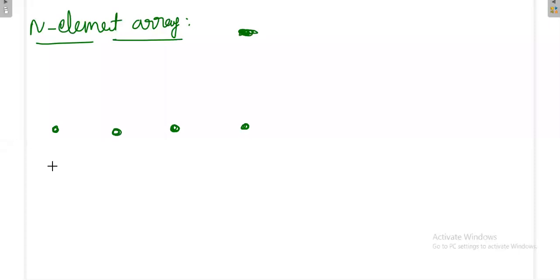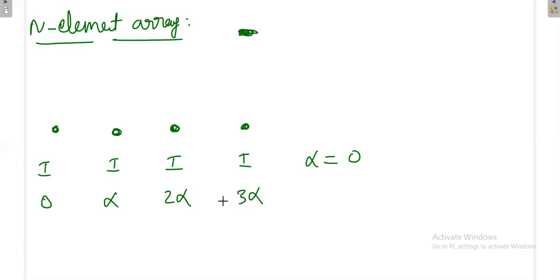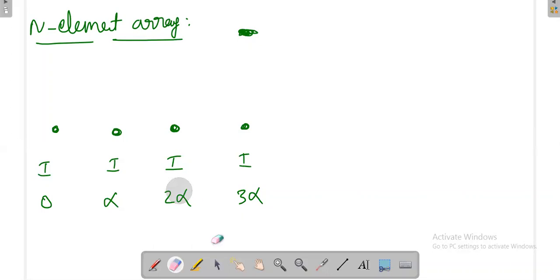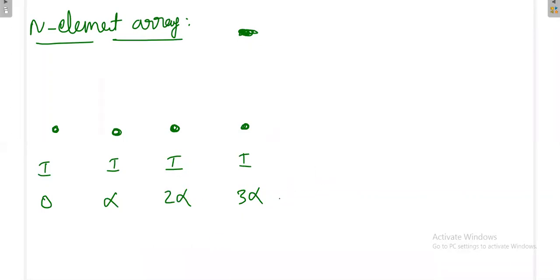So here also, again my current is like this, because in both the cases current is the same. If my alpha is 0 everywhere... generally alpha goes like this. Here I will apply 0, here I will apply alpha, here I will apply 2 alpha, here I will apply 3 alpha. That means what? Whenever I change the phase, here I am giving alpha phase, here 2 alpha, here 3 alpha. That means phase increases progressively.